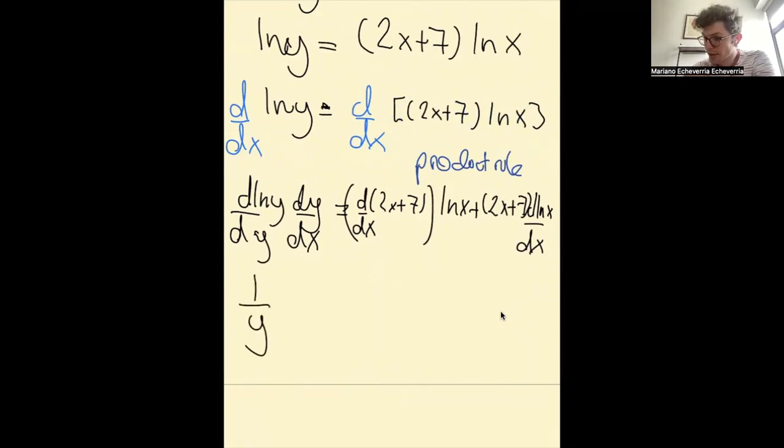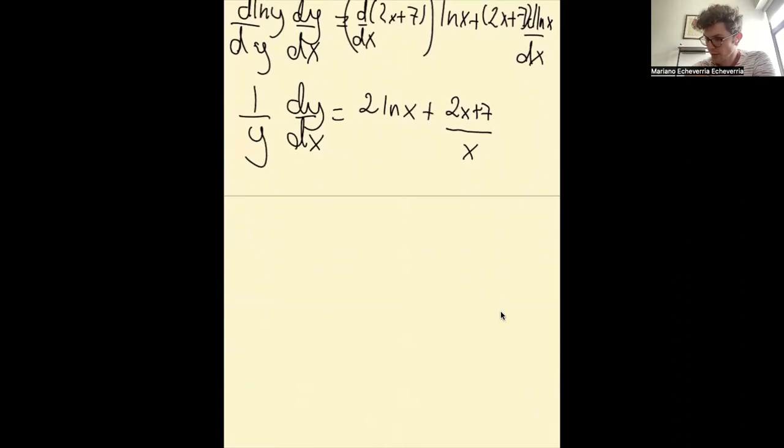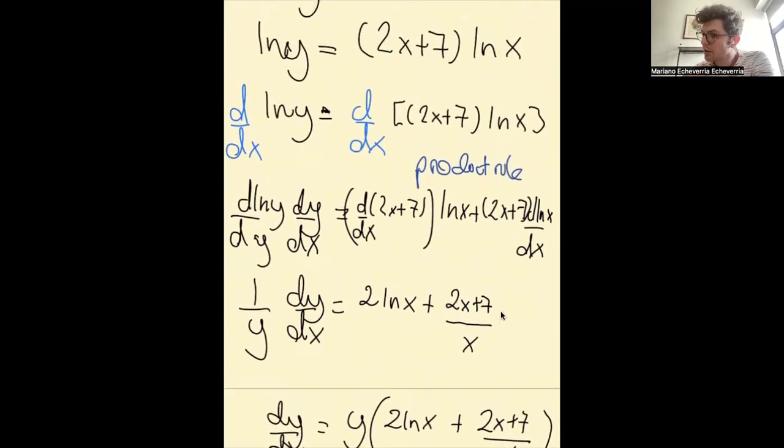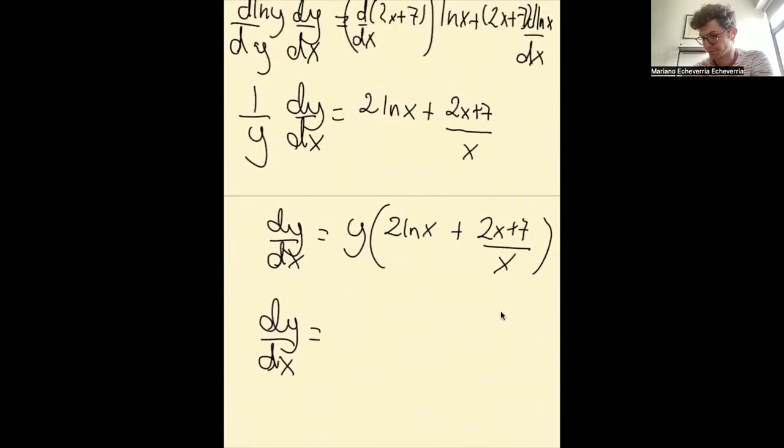This is 1 over y times dy dx. The derivative of the first factor is just 2 ln of x plus the first factor and the derivative of ln of x, remember, is 1 over x, so you can put the 1 over x at the bottom. So dy dx is y times 2 ln of x plus 2x plus 7 over x. So dy dx is, what is y? Y was x to the 2x plus 7.